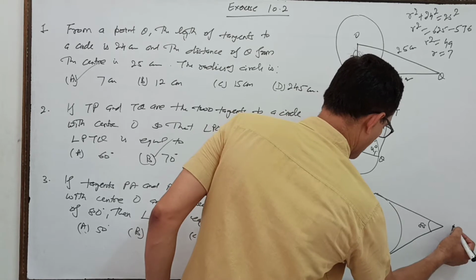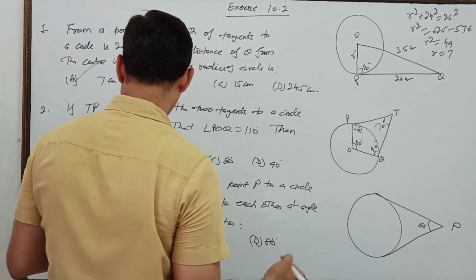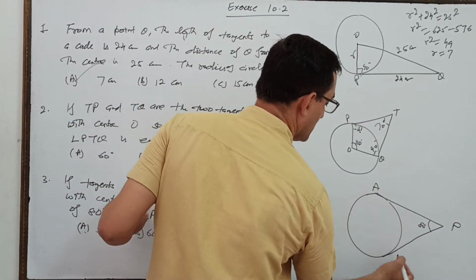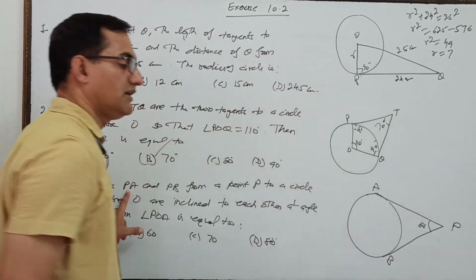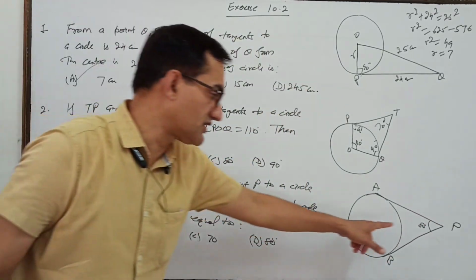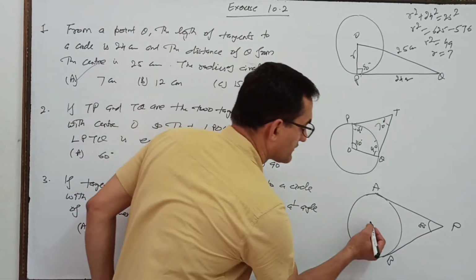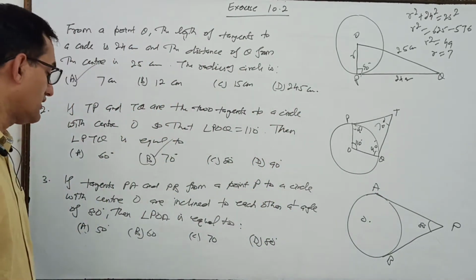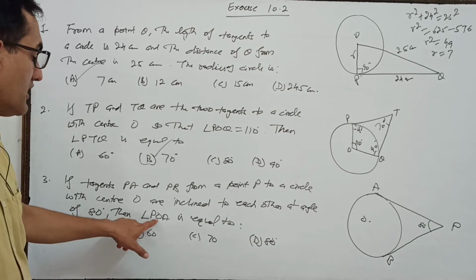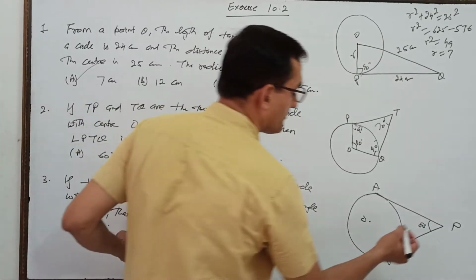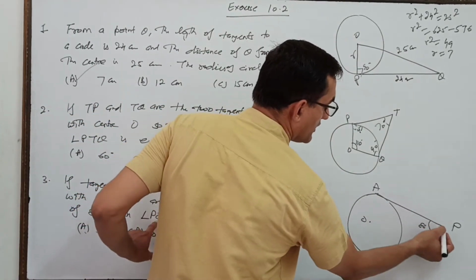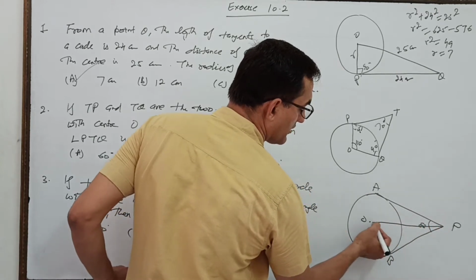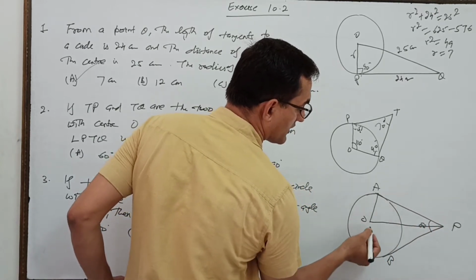This is PA and this is B. PA and PB are the tangents. They are inclined to each other at angle 80 degree with the center O. O is the center of the circle. Okay. You have to find angle POA. Angle POA. अब ये आपको एंगल बताना है, ठीक है?